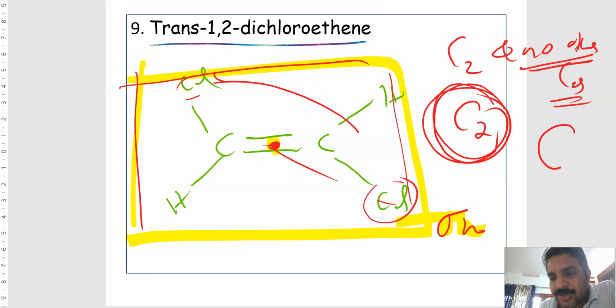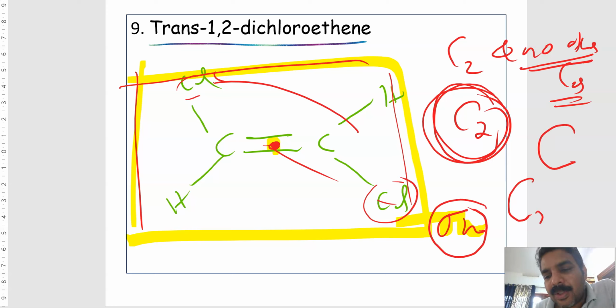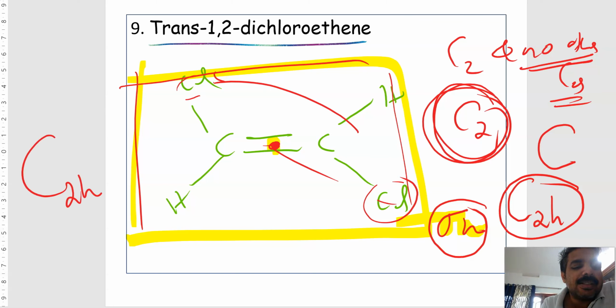So the category belongs to C. And look for a sigma h plane. Of course, there is a sigma h. Then the point group will be, say loudly, C2h. Okay, the point group is C2h, not C2v.